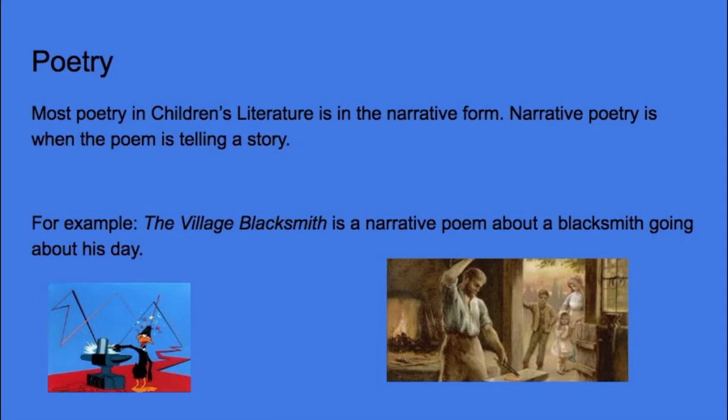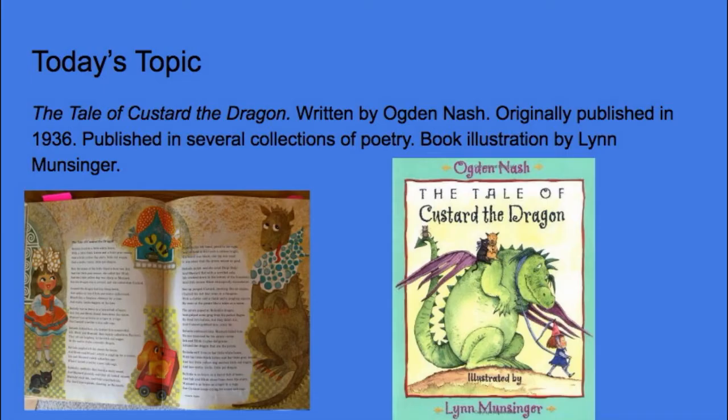Moving on! Now, today's topic, of course, is The Tale of Custard the Dragon, which is written by Ogden Nash and was originally published in 1936 in several collections of poetry, including this one right here, which came from my dad's book of poetry. Now, it was also published in the form of a book right here, and the illustrations are by Lynn Munsinger. Moving on, let's go to the main story.